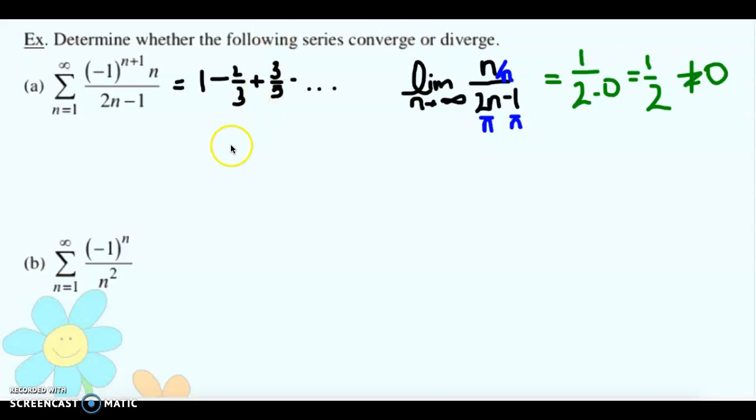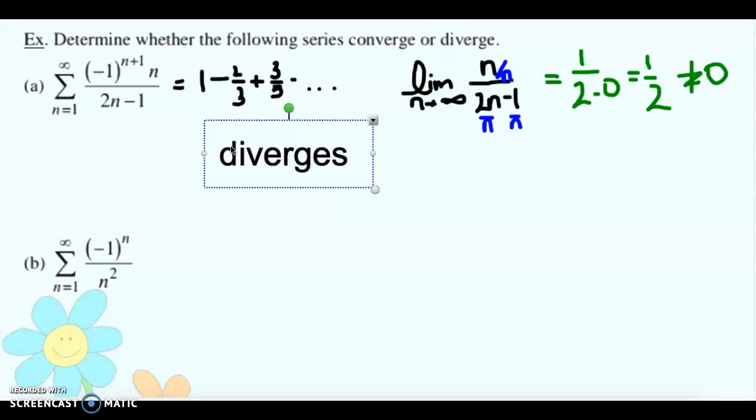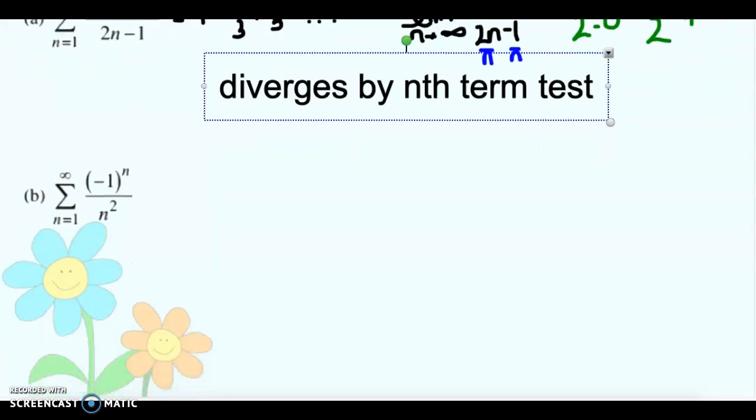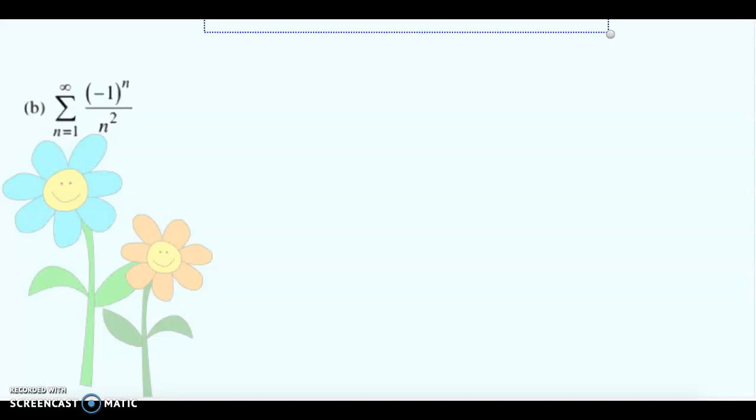So what that tells us is this series diverges, and it doesn't diverge because of the alternating series test. It diverges by the nth term test. So let's take a look at the next example.